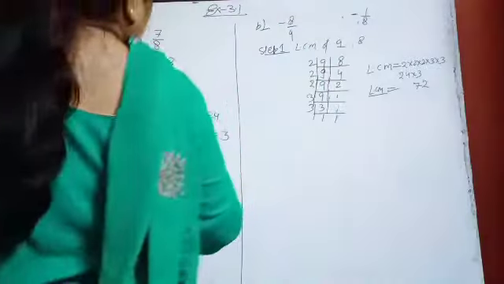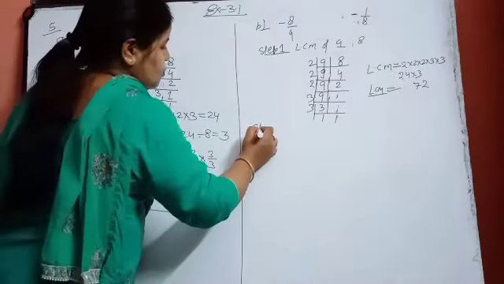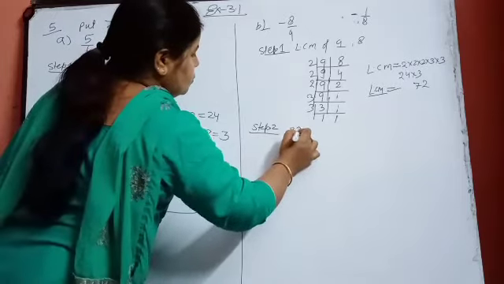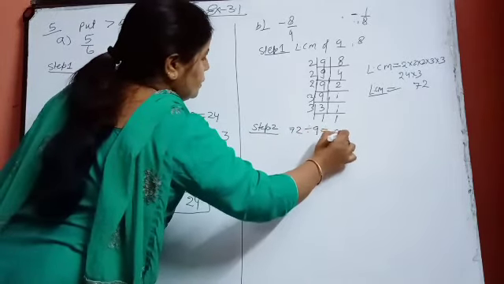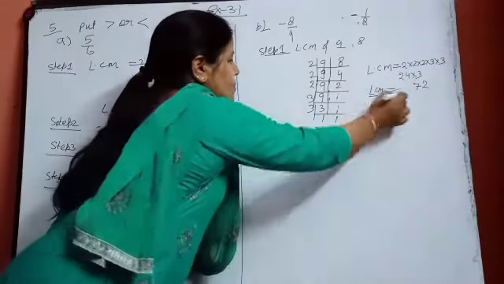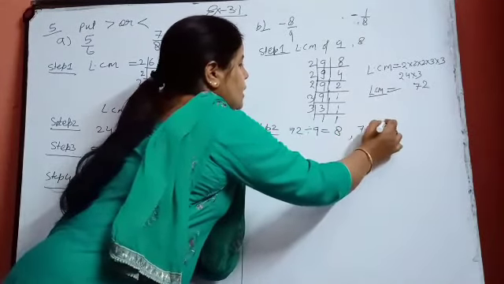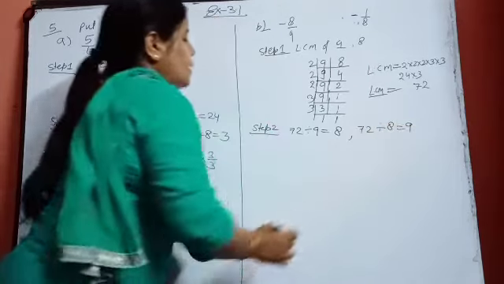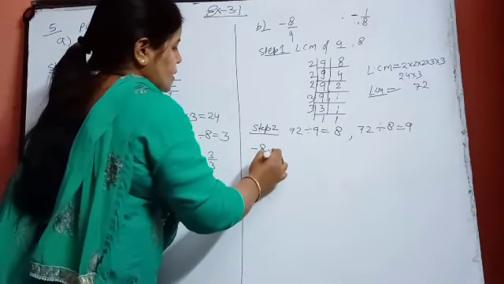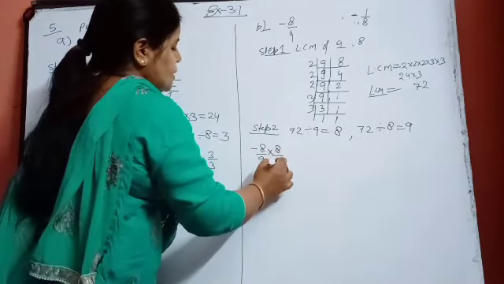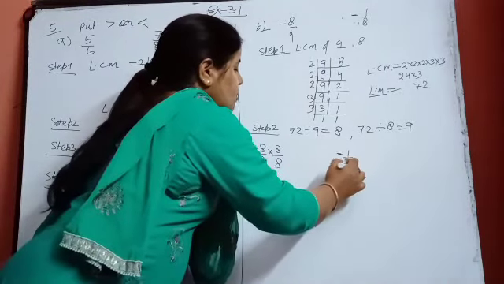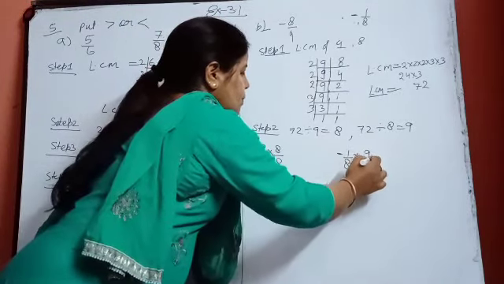Now step 2. Step 2 means this 9. 72 divided by 9, what will come? 8. Okay, and 72 divided by 8 will come 9. Now the first fraction will be multiplied by 8 upon 8, and the second fraction, minus 1 upon 8, will be multiplied by 9 upon 9.